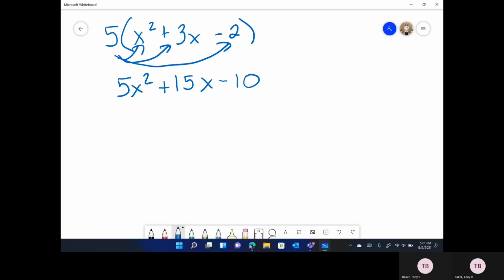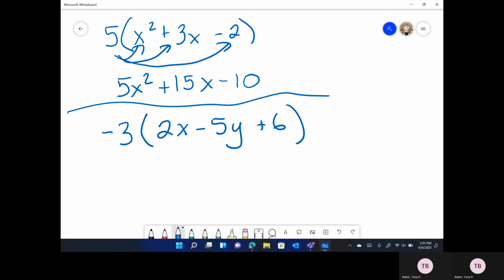Another one, basically the same concept, but when we add in negative numbers. So that can be a little bit more confusing. So let's do negative 3 times 2x minus 5y plus 6. All right, this one, same thing. Just because there's an x and a y doesn't change the process at all.